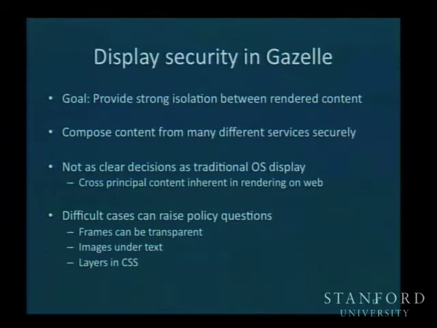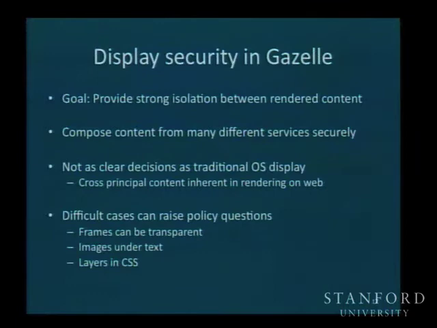The problem here is that we don't have quite as clear decisions as traditional operating systems do. As we saw in the YouTube example, the composition of content from many different sources is very inherent in the way pages are structured and designed. You might not see Microsoft Word running on your desktop, ripping images out of Firefox all the time, but you do see this on the web. This kind of multi-principal access is very much built in.